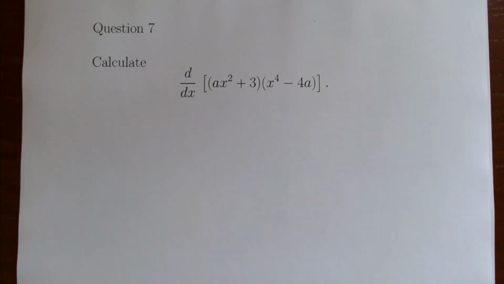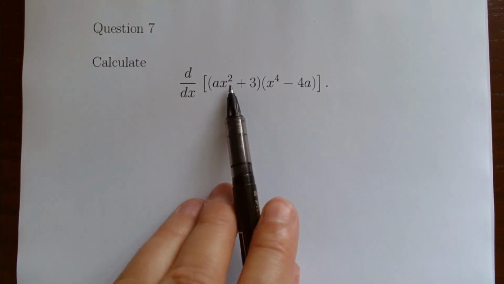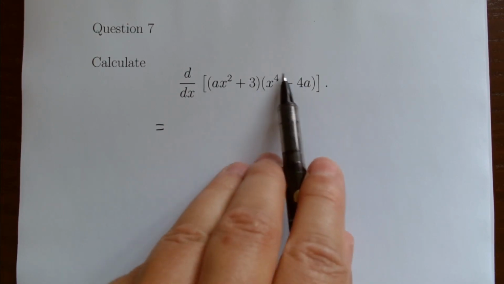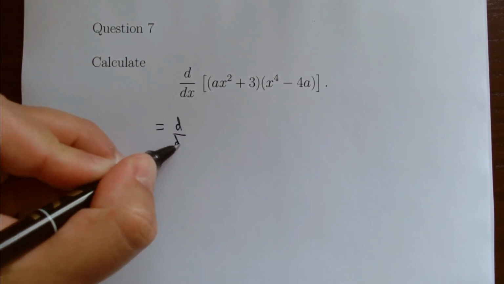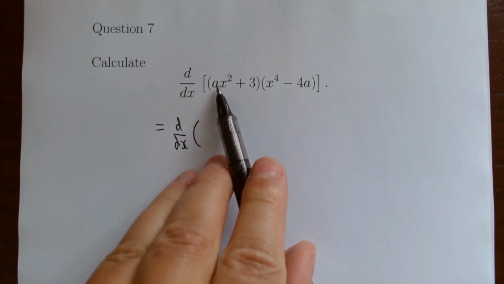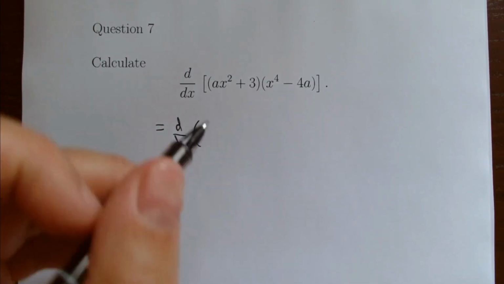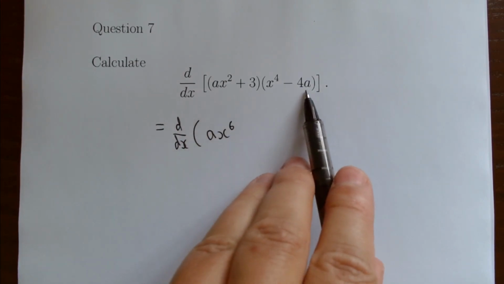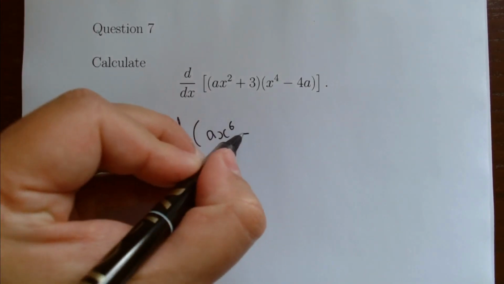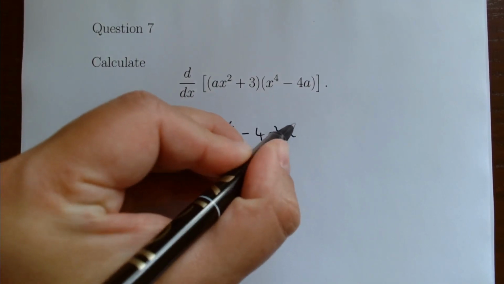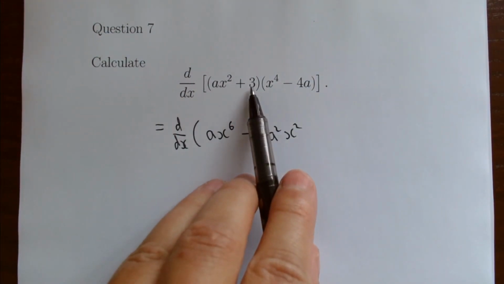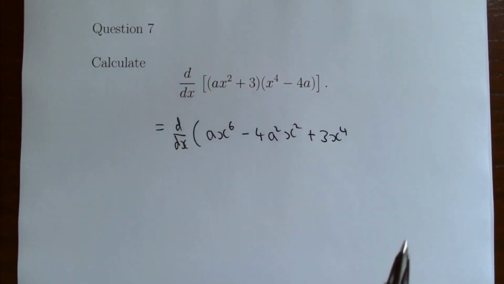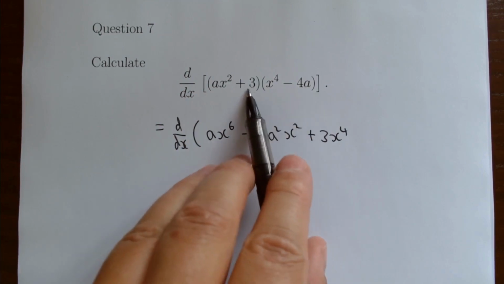Okay, question number 7, we need to differentiate this double bracket, and we begin by expanding this. So you get ax to the 6 minus 4a squared x squared, and then this is a plus 3x to the 4, and then we get a minus 12a.